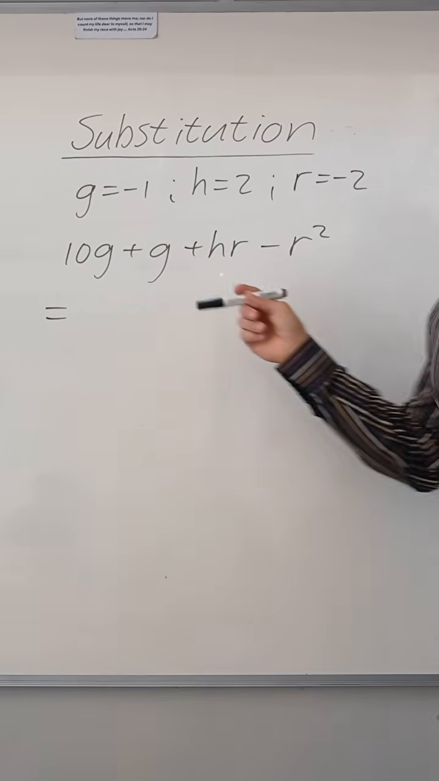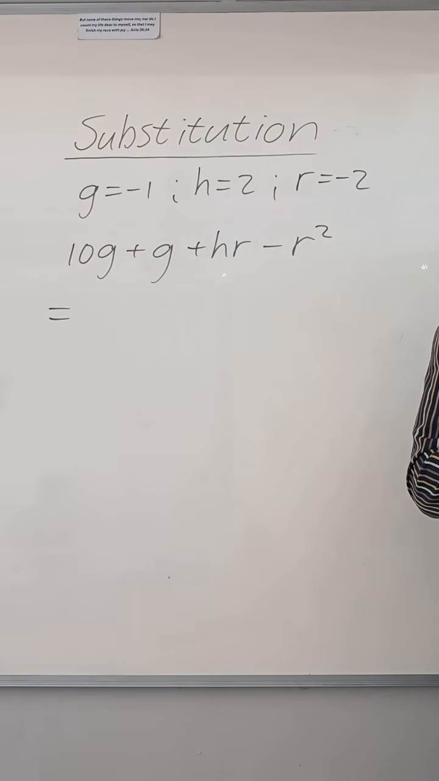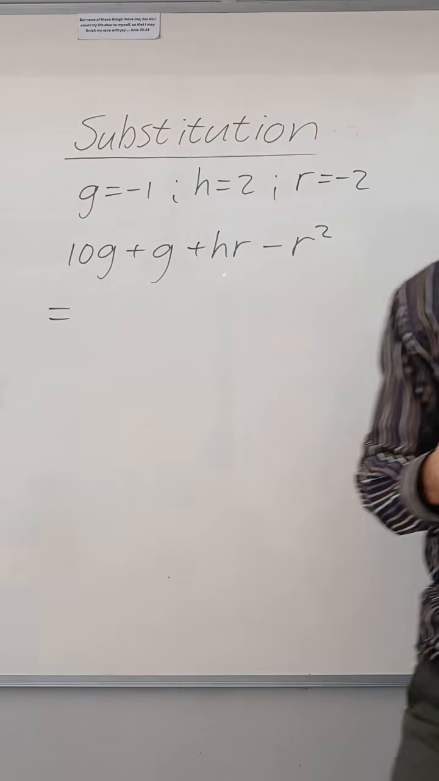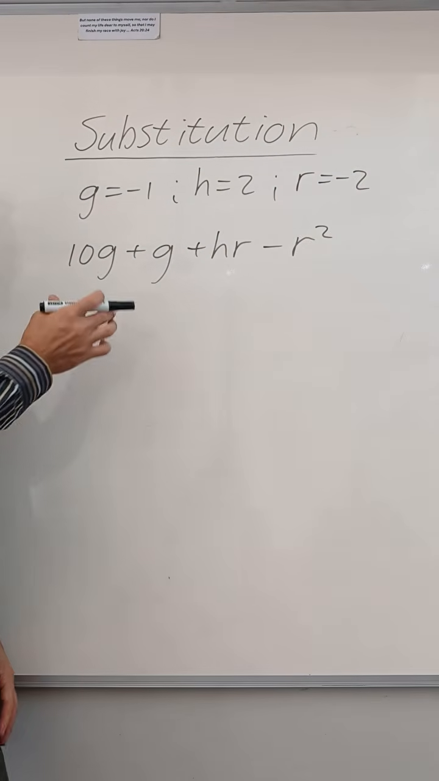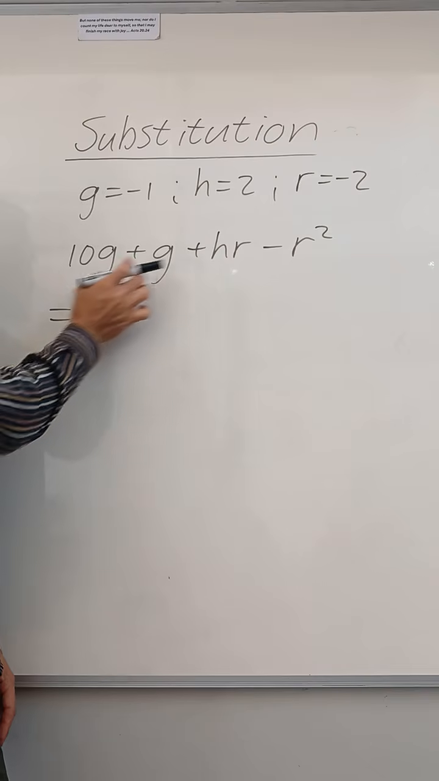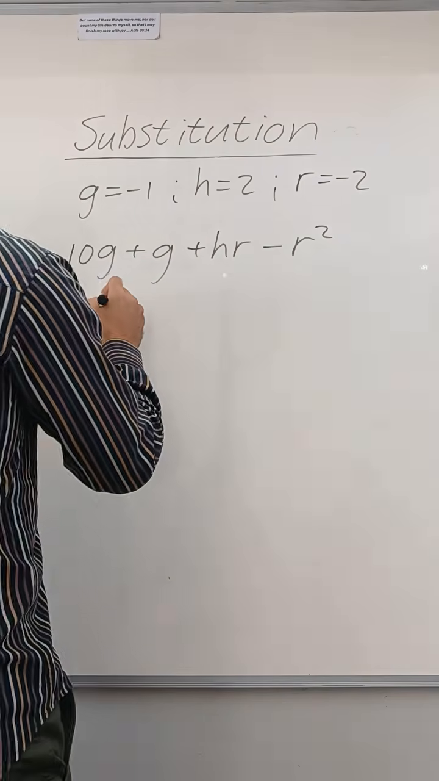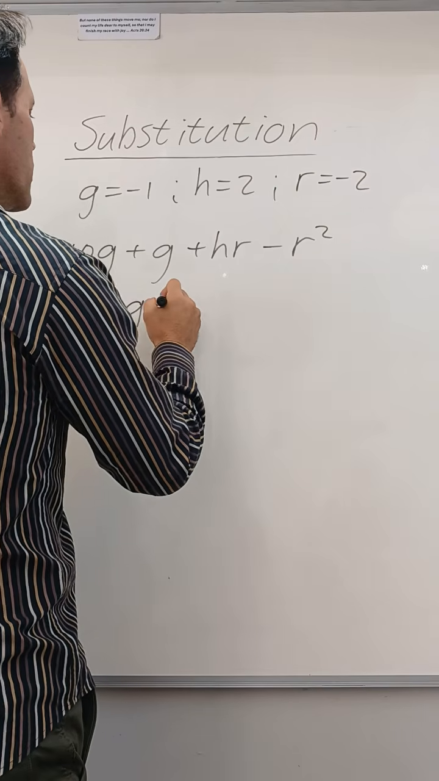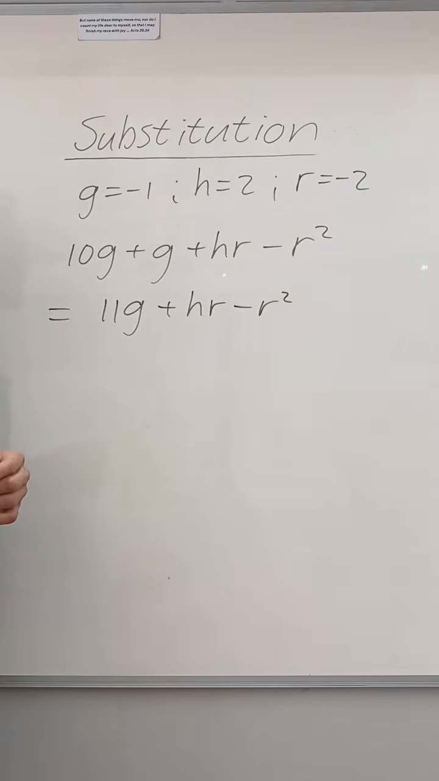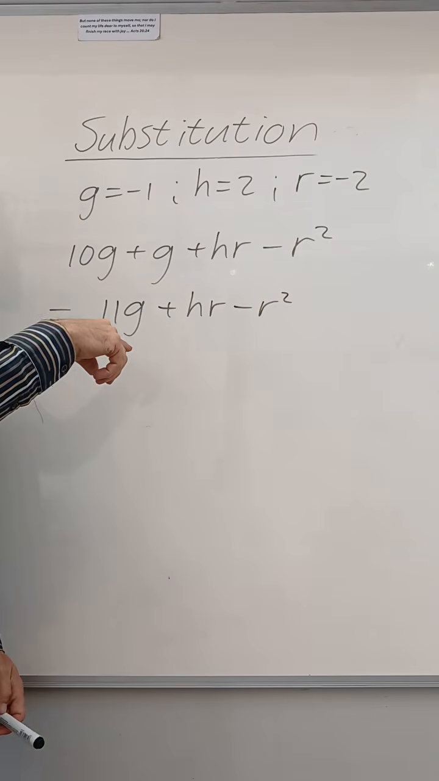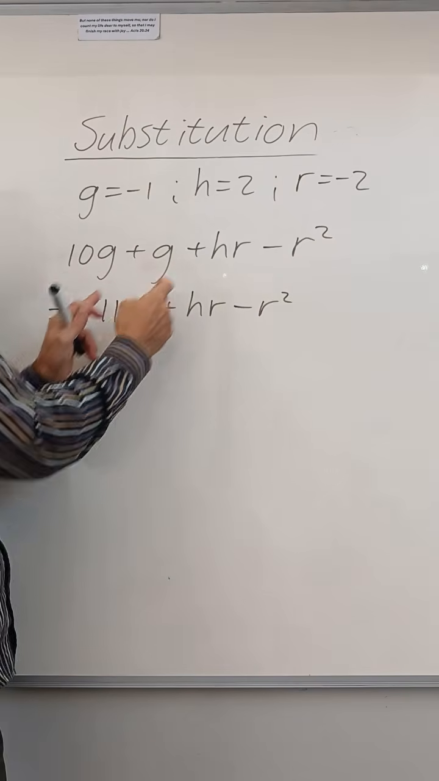So now it's a little bit more difficult because now we've got some negatives, -1 and -2. The negatives are a little bit confusing. So what you can do, look at this now, 10g plus g. You can first add them. You can make it 11g, and then plus hr minus r squared. Sometimes it's easier before you substitute to first simplify the like terms. 10g plus g is 11g.